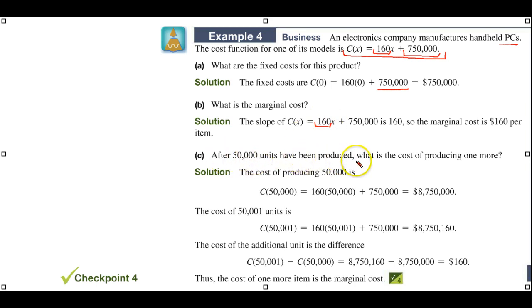After 500 units have been produced, what is the cost of producing one more? Well, here they're going through quite an elaborate calculation. 160 times this, plus that is this. And then they're just adding one more to this 50,000, and you get this, and you subtract them, and it's your marginal cost, your slope again. So the cost of producing just one more item is the marginal cost.